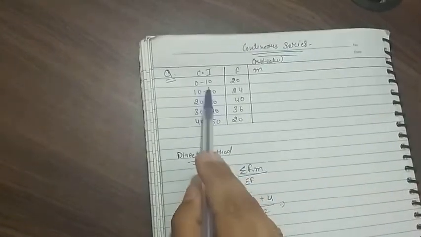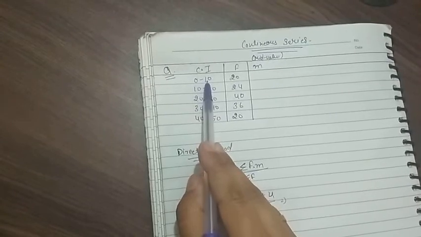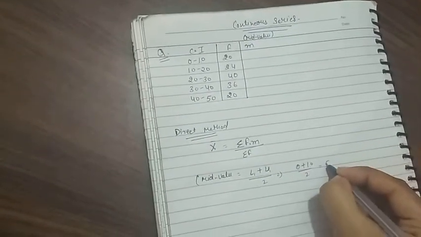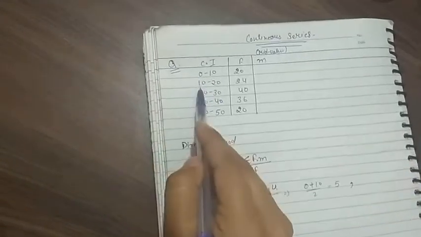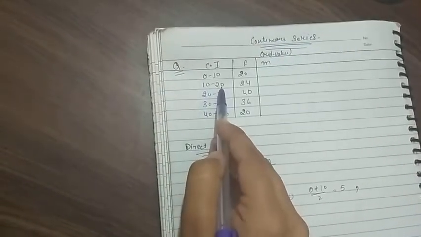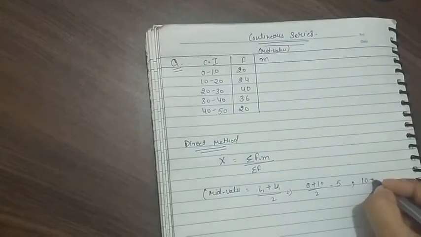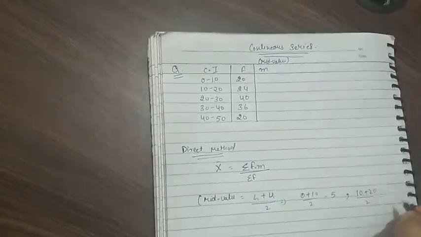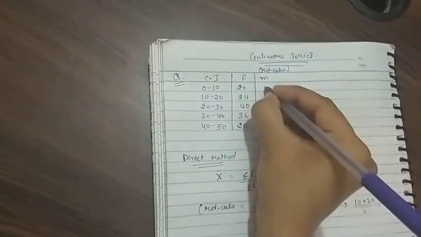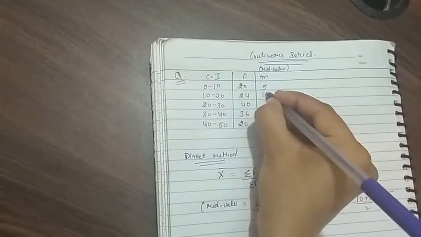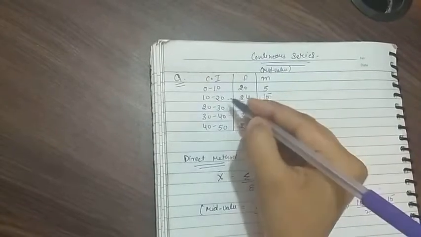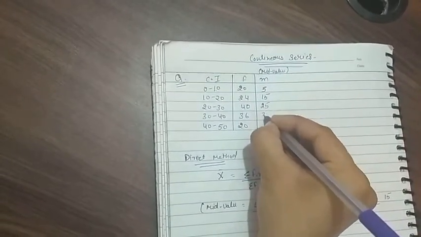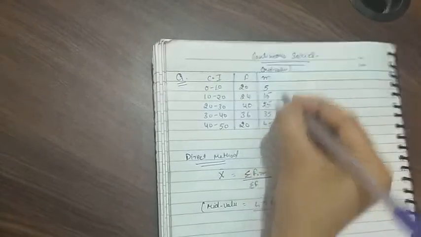So here lower limit is 0, upper limit is 10. 0 plus 10 divided by 2, that is 5. Again lower limit is 10, upper limit is 20. 10 plus 20 divided by 2, 30 divided by 2, that is 15. That is 5, 15. Now there is a 10 difference. We take 5, 15, 25, 35 and 45.